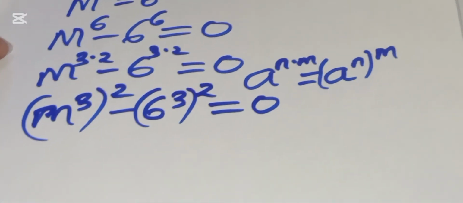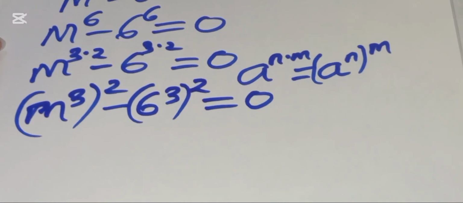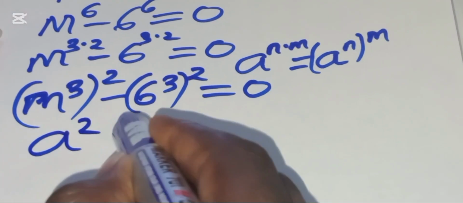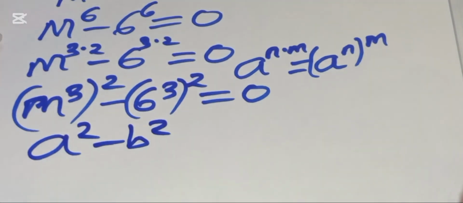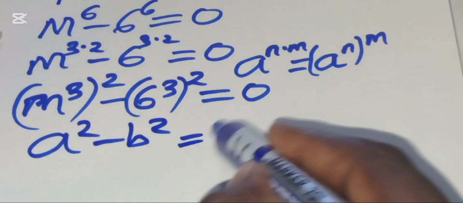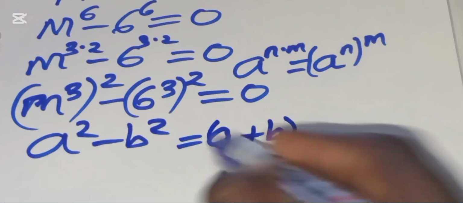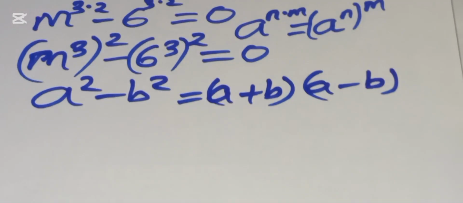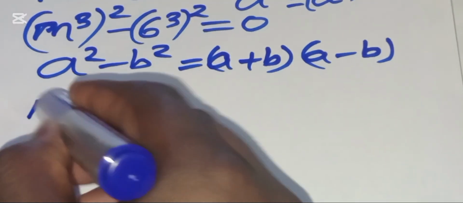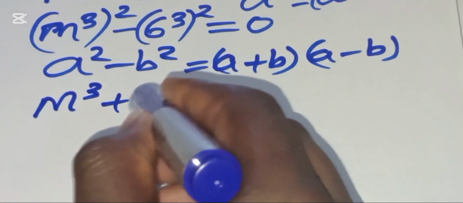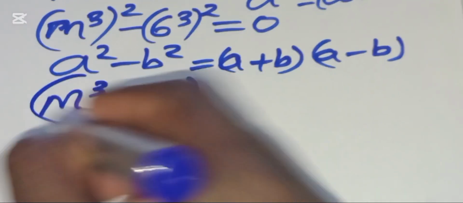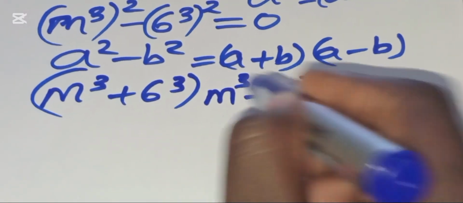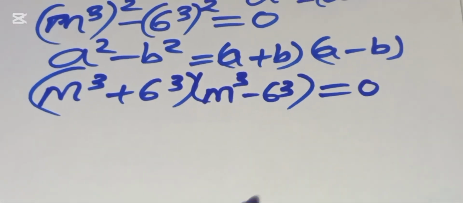Now, m cubed raised to power 2 minus 6 cubed to power 2 is actually in the form of the difference of two squares, expressed as a squared minus b squared, which is the same as a plus b times a minus b. So, applying this property, we'll have m cubed plus 6 cubed, times m cubed subtract 6 cubed, equal to 0.